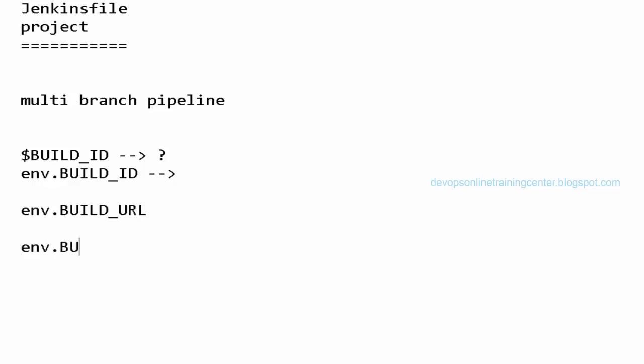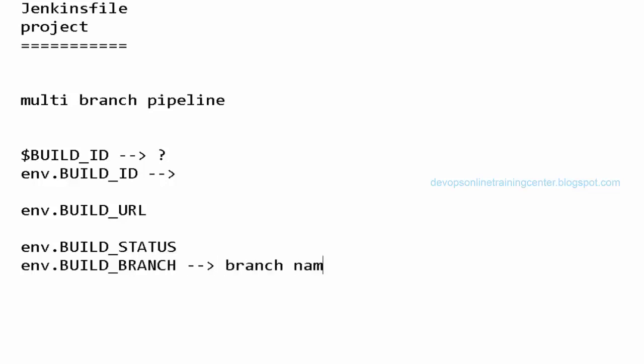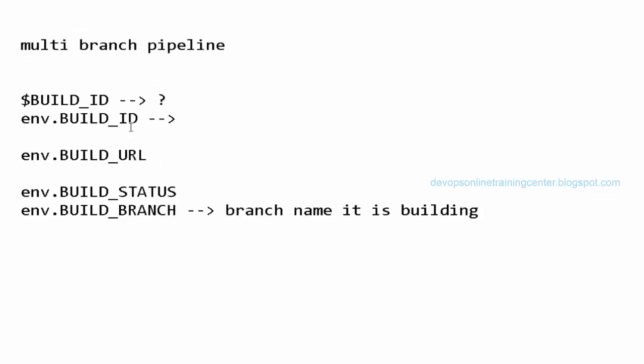It will automatically give the build status. Right, env dot what else we have, BRANCH_NAME. So this will automatically give the branch name which it is building. Okay, so these are the default parameters. These are default variables. So based on these variables, we can define the Jenkinsfile.